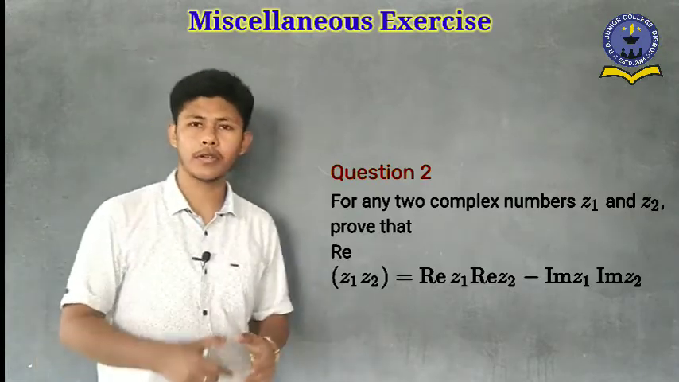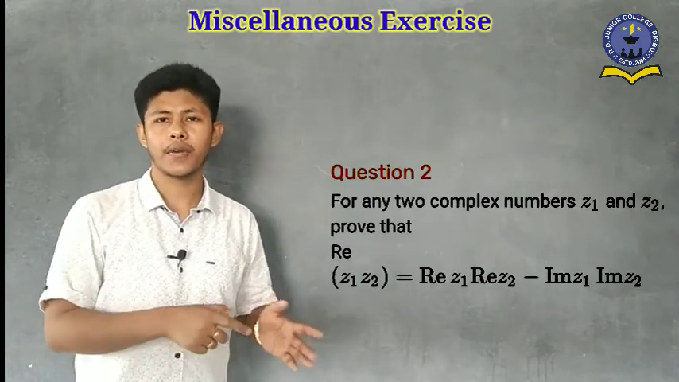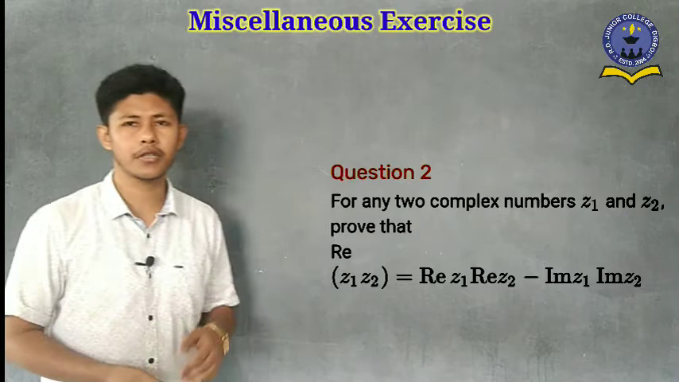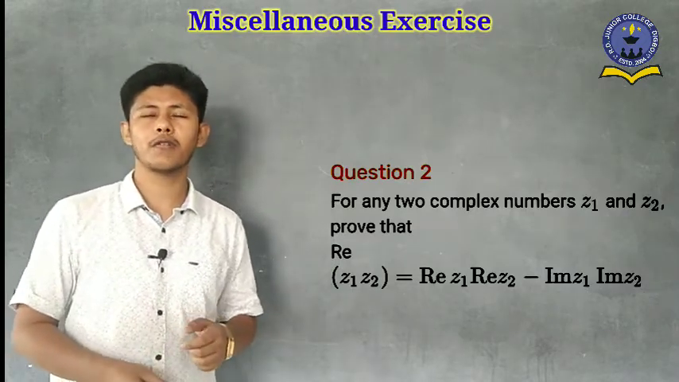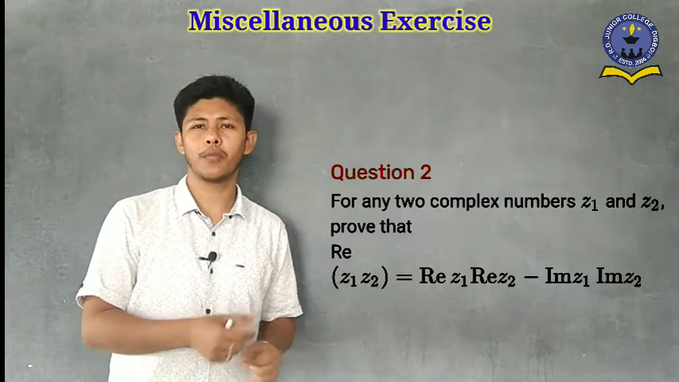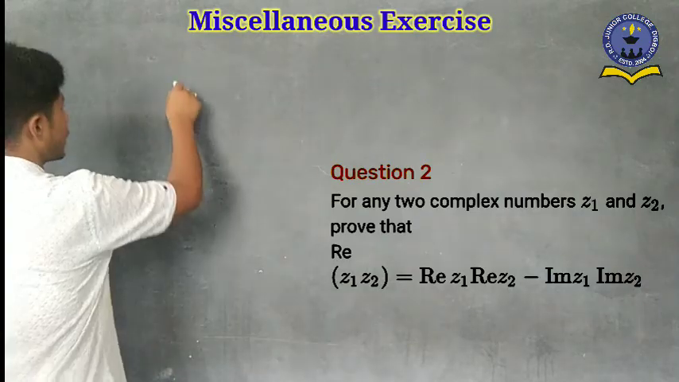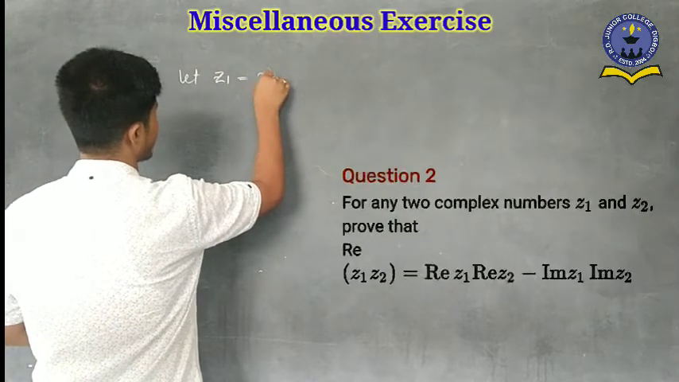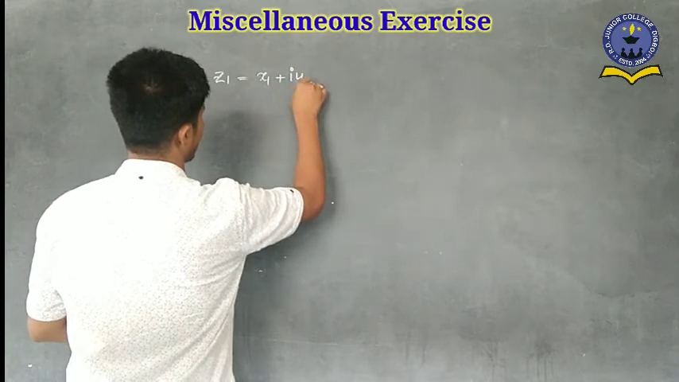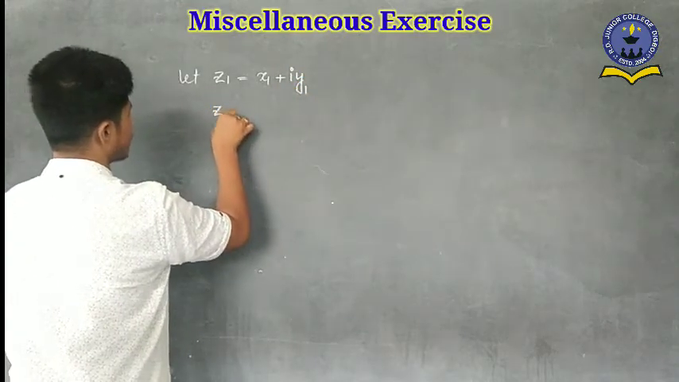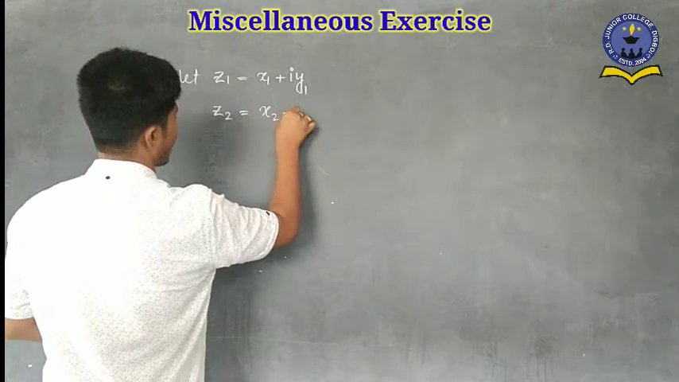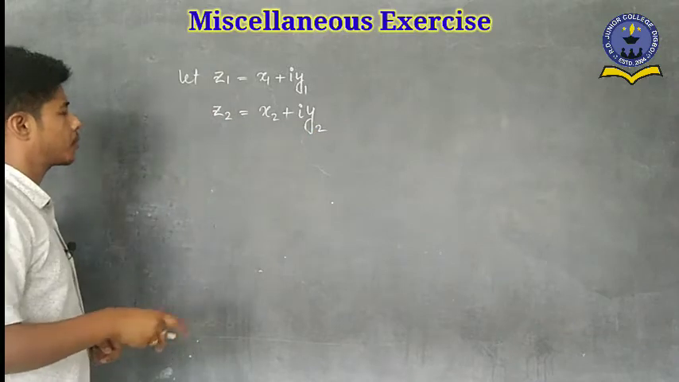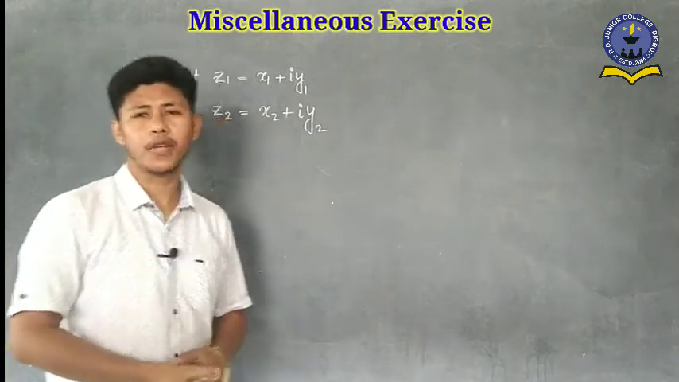First of all, what you have to do: the complex number, whatever we know, is in a plus ib form or a minus ib form, isn't it? So here two complex numbers are given, z1 and z2. First of all, we have to assume these two complex numbers. So let z1 equal x1 plus i y1, and another complex number z2 equal x2 plus i y2. These two complex numbers we assume in place of z1 and z2.